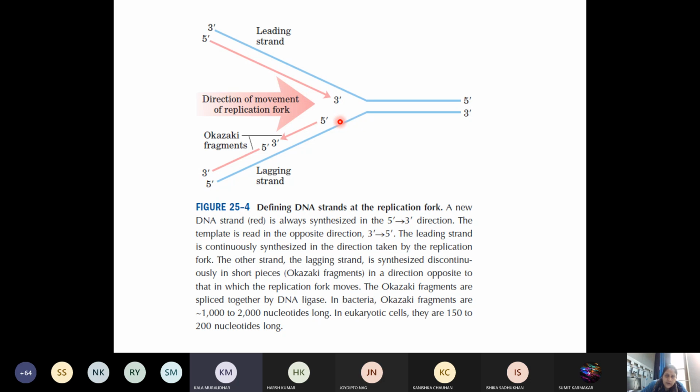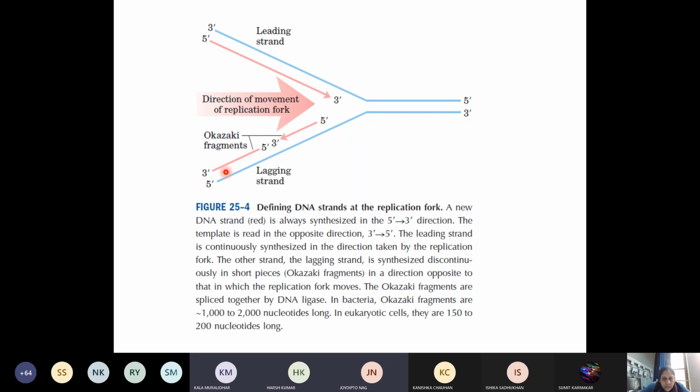But on the other strand, if you look, the fragments are not formed continuously. They form in the 5' to 3' direction, but in small fragments. Later these fragments are joined with the help of another enzyme known as ligase. That's why this strand is known as the lagging strand, where DNA formation is discontinuous in nature. So one is the leading strand, which is continuously formed, and one is the lagging strand.